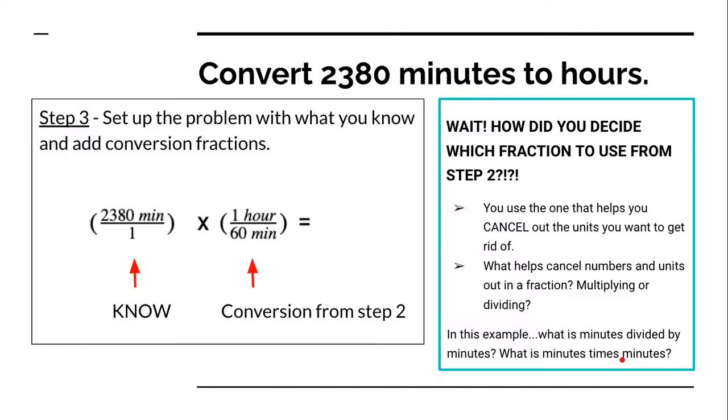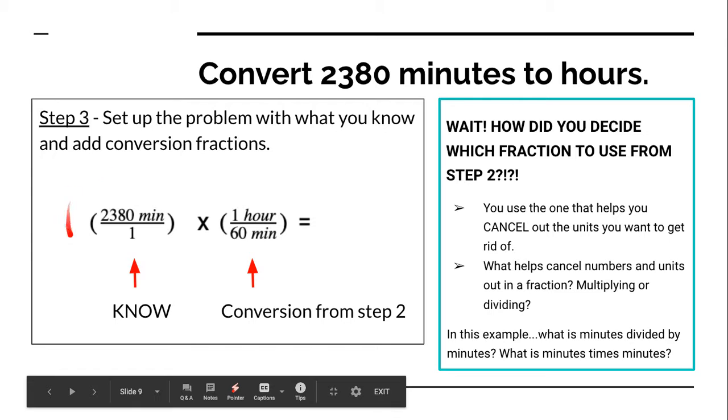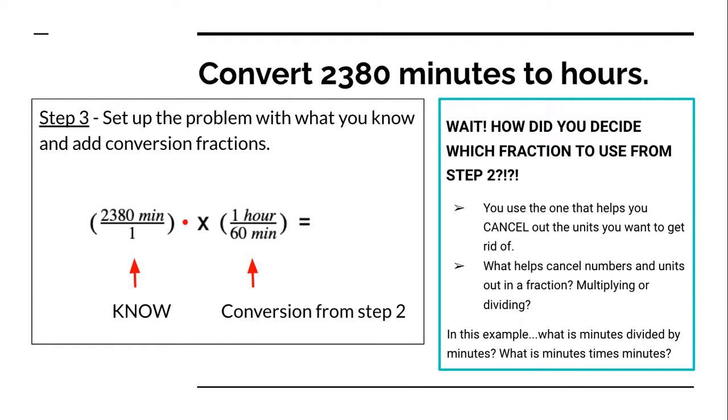Now, next step. Set up the problem with what you know, and then add the conversion factors in afterwards. And you're always going to be multiplying, okay? So remember, we knew this, 2,380 minutes. We gave that in the beginning of the problem. And if you notice, I put it in this parentheses fraction form. That helps keep things organized because that's how you write your conversion factors. So do the exact same with how you start the problem.